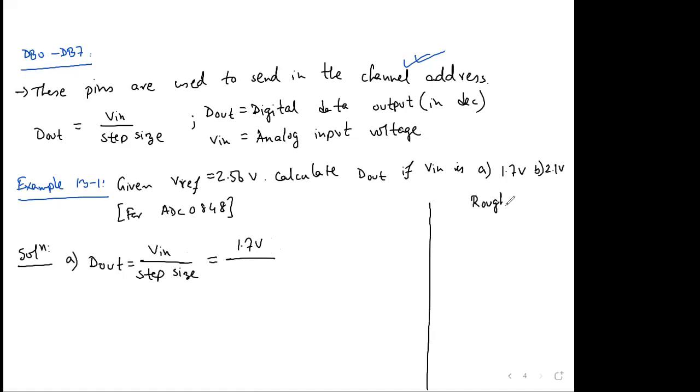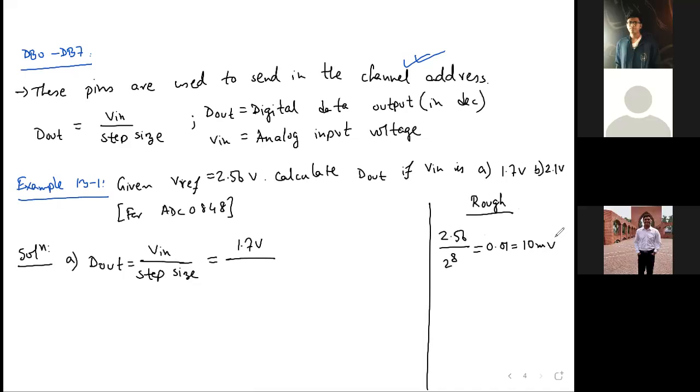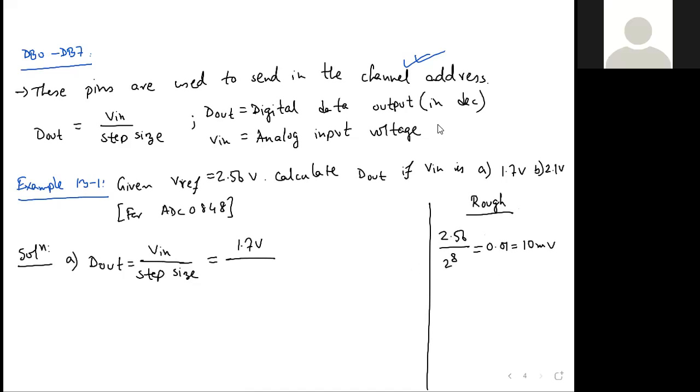How did you come up with 0.01? Just tell me the calculation. 2.56 divided by 2 to the power 8. So if that is the case, how much do we get? 0.01. Okay, instead of writing 0.01, we can write 10 millivolt as well, isn't it? Yes, sir. The calculation is correct. Did all of you understand how we found out the step size?